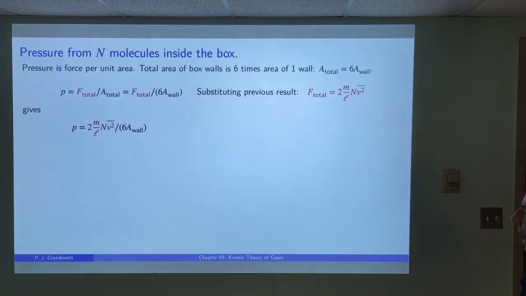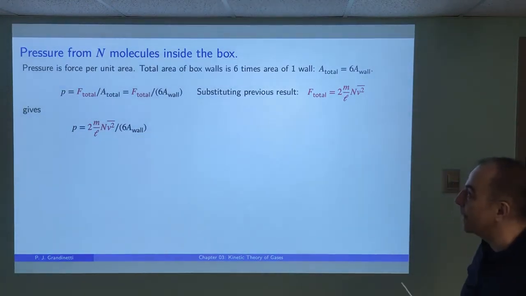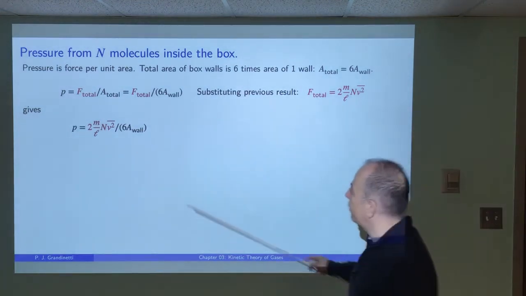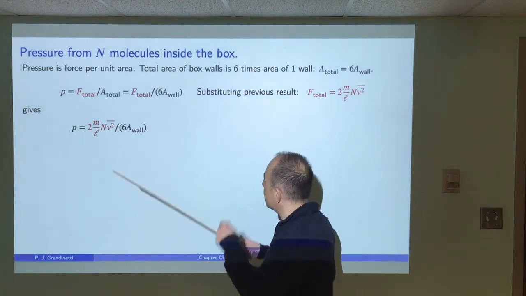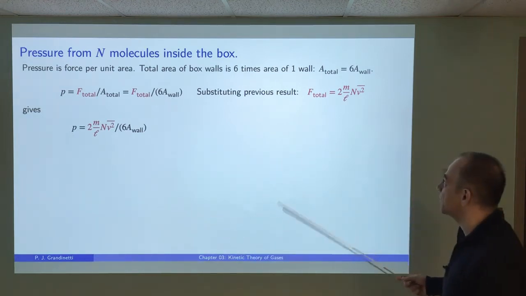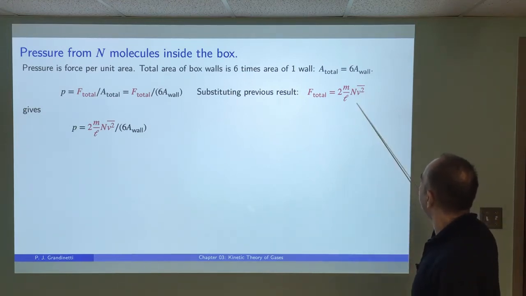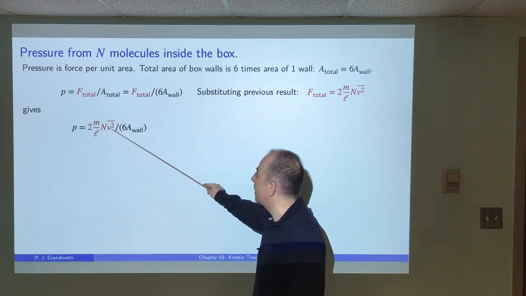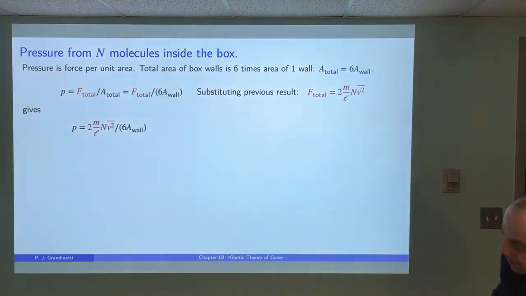Okay. Now, let's move on to pressure. We have the total force. We just need to figure out the pressure in the box. And the pressure is the force per unit area. So we need to have the force divided by the total area that the molecules are hitting. So there are 6 walls, so we're going to have the force divided by the area of 6 times the area of one wall. So if we take our result from before, then that's going to be 2 times mass divided by the length times the number of molecules times the mean square velocity divided by 6 times the area of one wall.